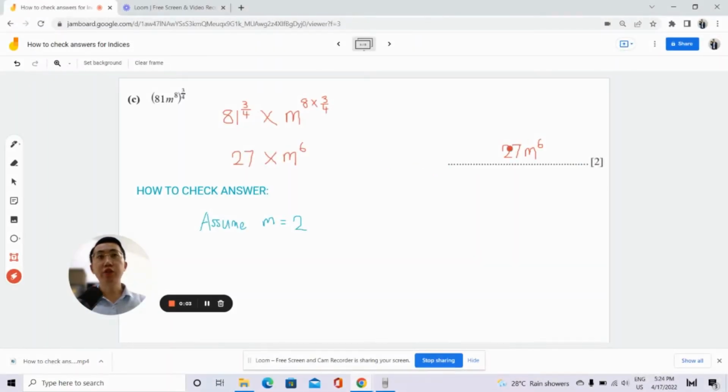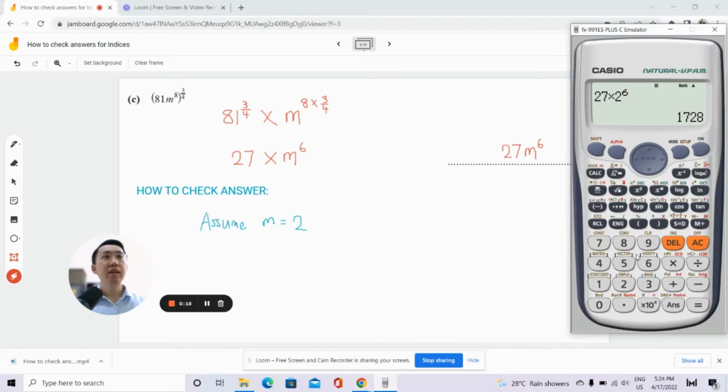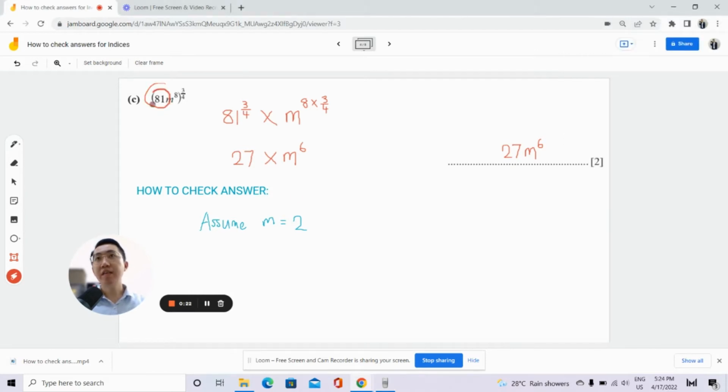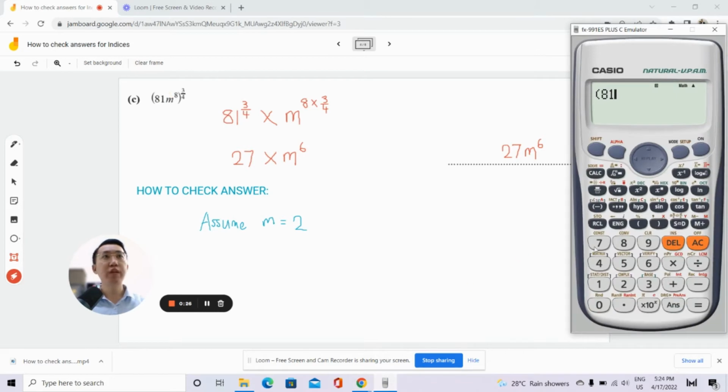Let's see this question. The student is trying to log in 27 m to the power of 6. So once again, you're just going to assume the letter m is 2. Type in exactly this into the calculator. So let me show you that. I am going to type in bracket, just follow 81. Now here, side by side means multiply, yeah? So 81 is actually multiplying with m. So the teacher is going to do that. Multiply with, replace m with 2. I can see power of 8.